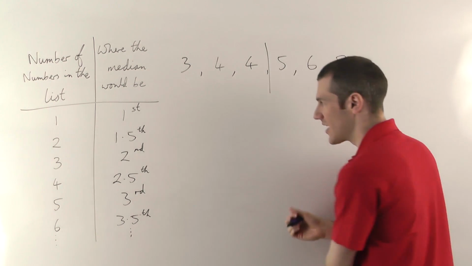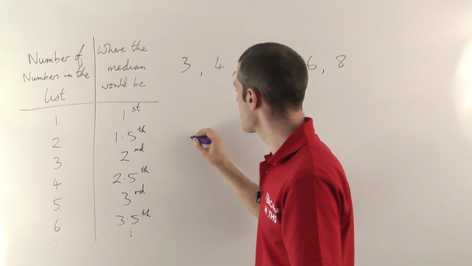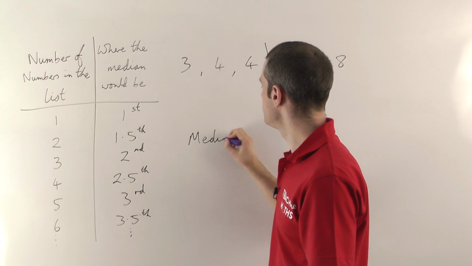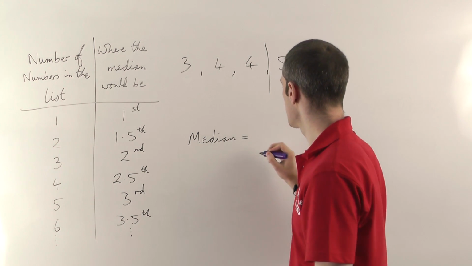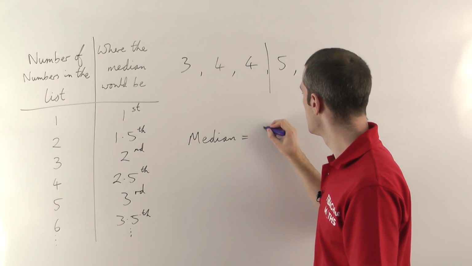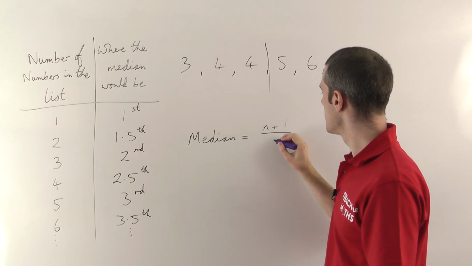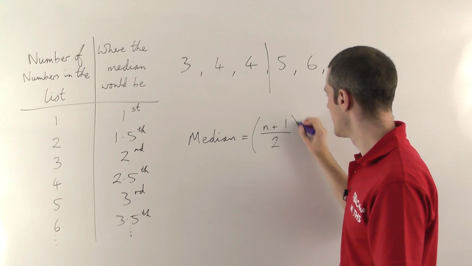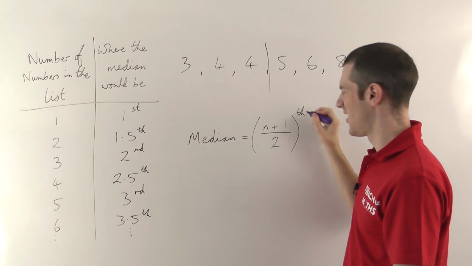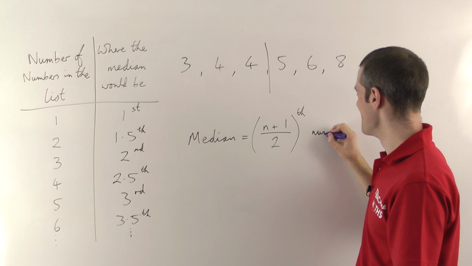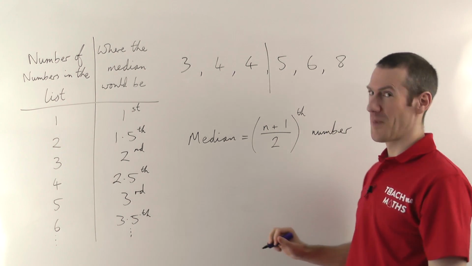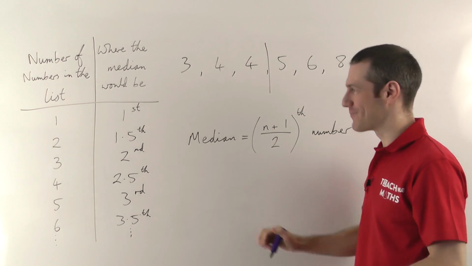So let me write down what the formula is and then I'll explain it to you. So the median is the (n plus 1) over 2 number. Yes, I know. Let me explain it.